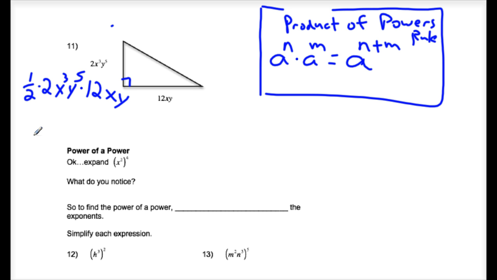Okay? What's a half times 2? 1. Times 12. X cubed times x. X to the 4th. Y to the 5th times y. Y to the 6th power. Done.